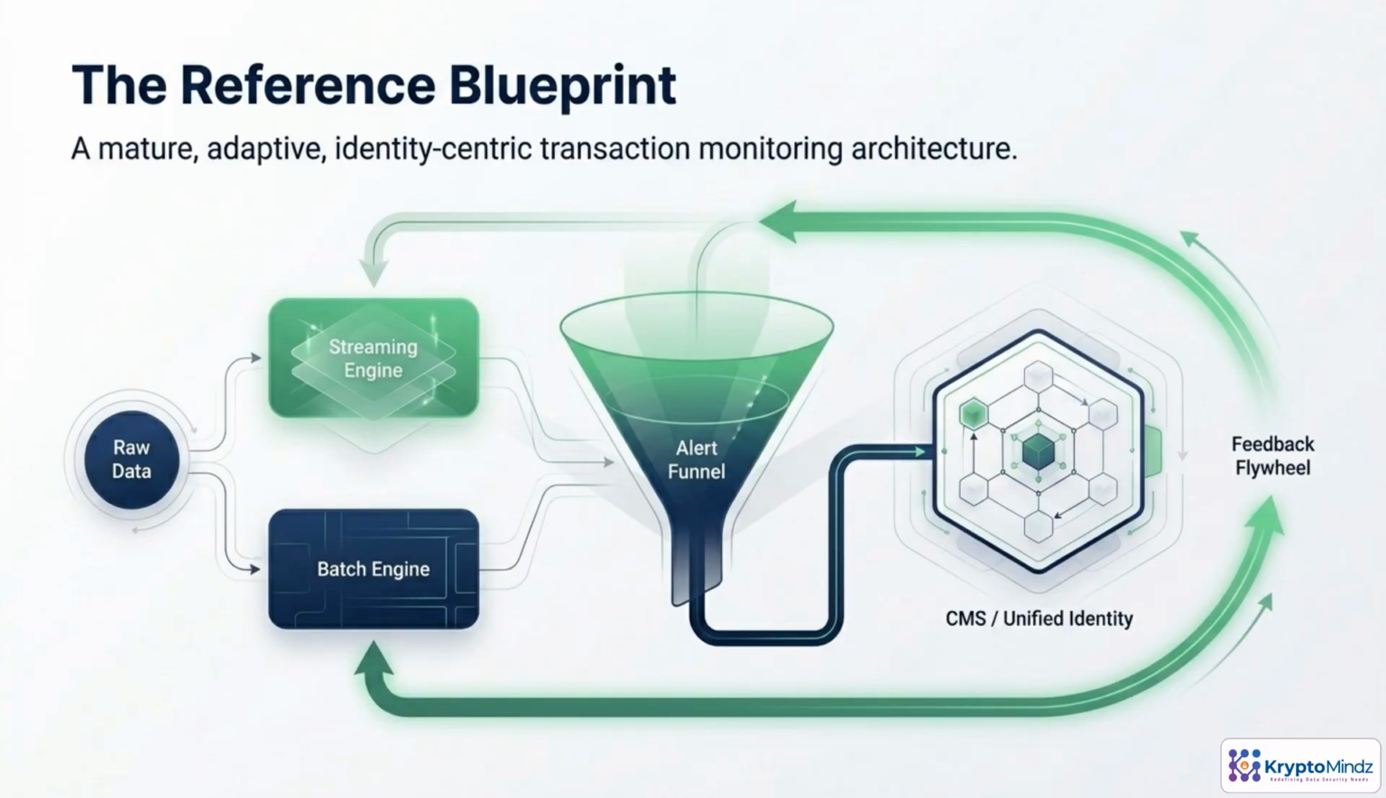This blueprint ties everything together into an identity-centric monitoring loop. Raw events flow into both streaming and batch engines, so you can react in real time while still running deeper overnight analysis. Both paths feed an alert funnel that scores, deduplicates, and prioritizes what truly matters. Those alerts are enriched with unified identity context, turning transactions into customer-level risk views. Investigation outcomes then feed back as labels and new rules, continuously training models and tightening your controls over time.